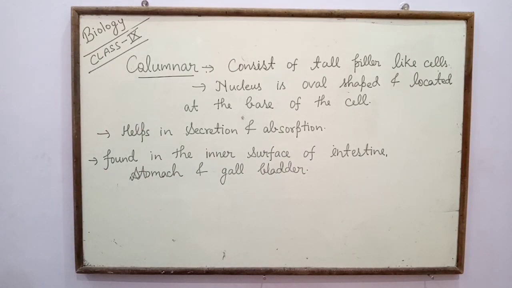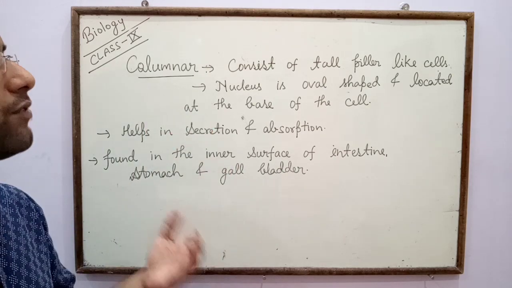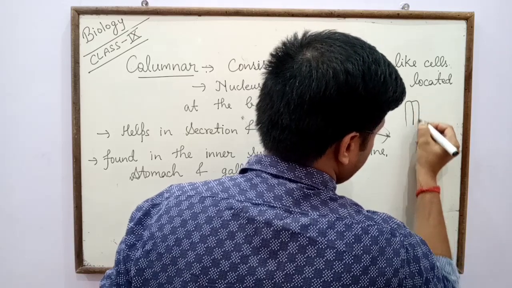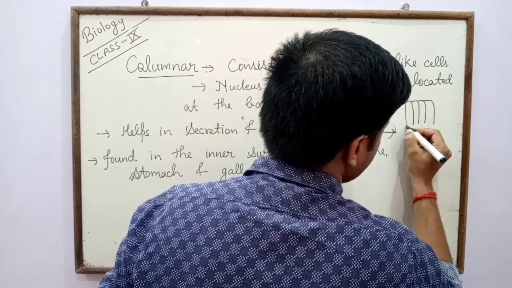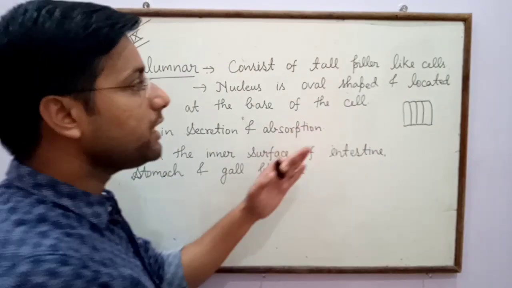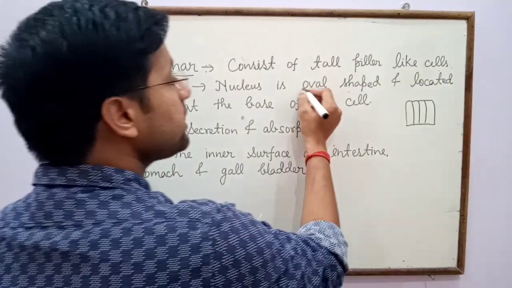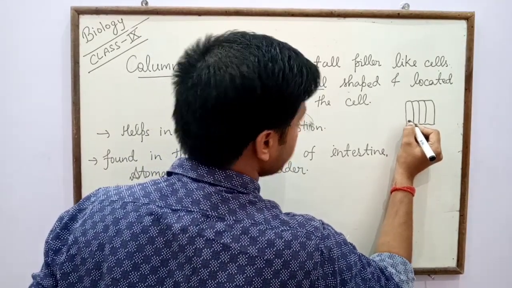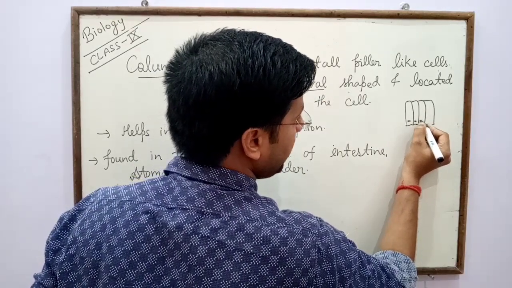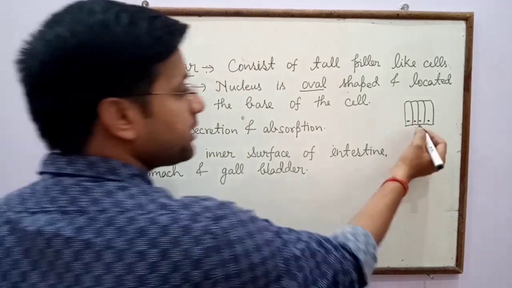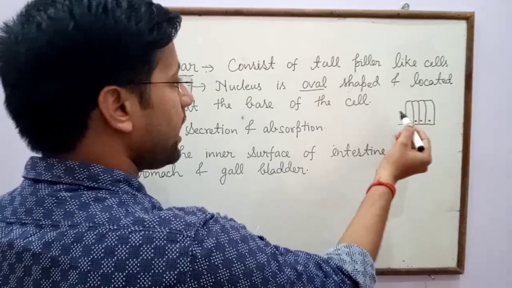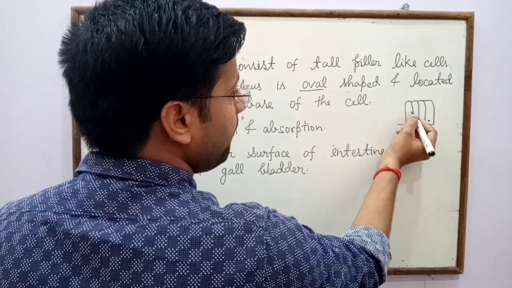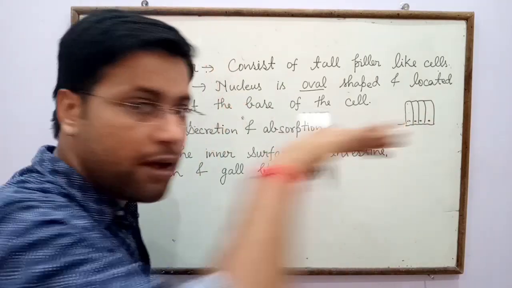Now the third is columnar epithelium. Columnar epithelium consists of tall pillar-like cells, meaning their cells are tall and pillar-like in shape. And one thing is there: the nucleus is oval shaped and located at the base of the cell, like this. So it consists of tall pillar-like cells, and the nucleus is oval shaped and located at the base of the cell, not in the middle or the tip of the cell, only on the basal part.